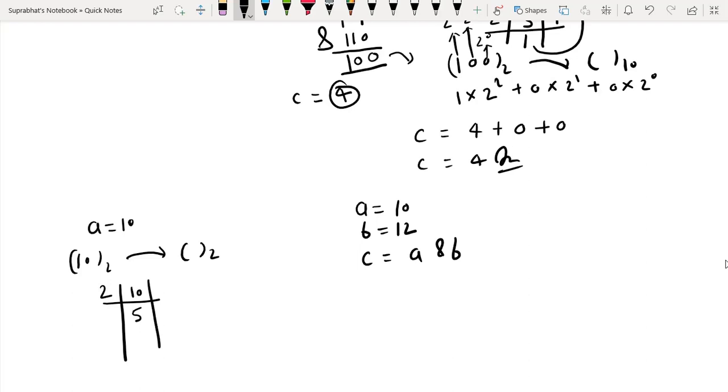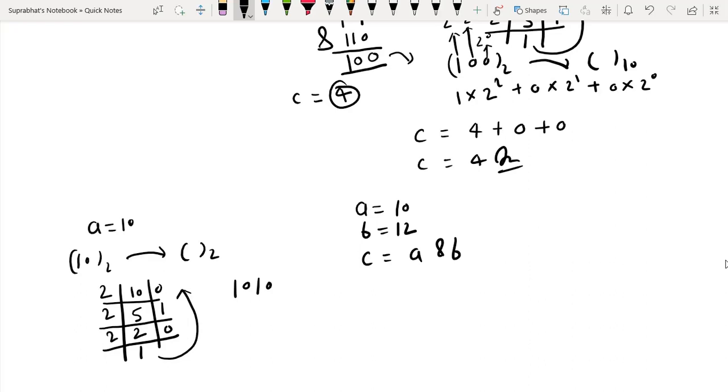2 5s are 10, remainder 0. Again 2 2s are 4, remainder 1. And again 2 1s are 2, remainder 0. So our binary of 10 is 1 0 1 0.